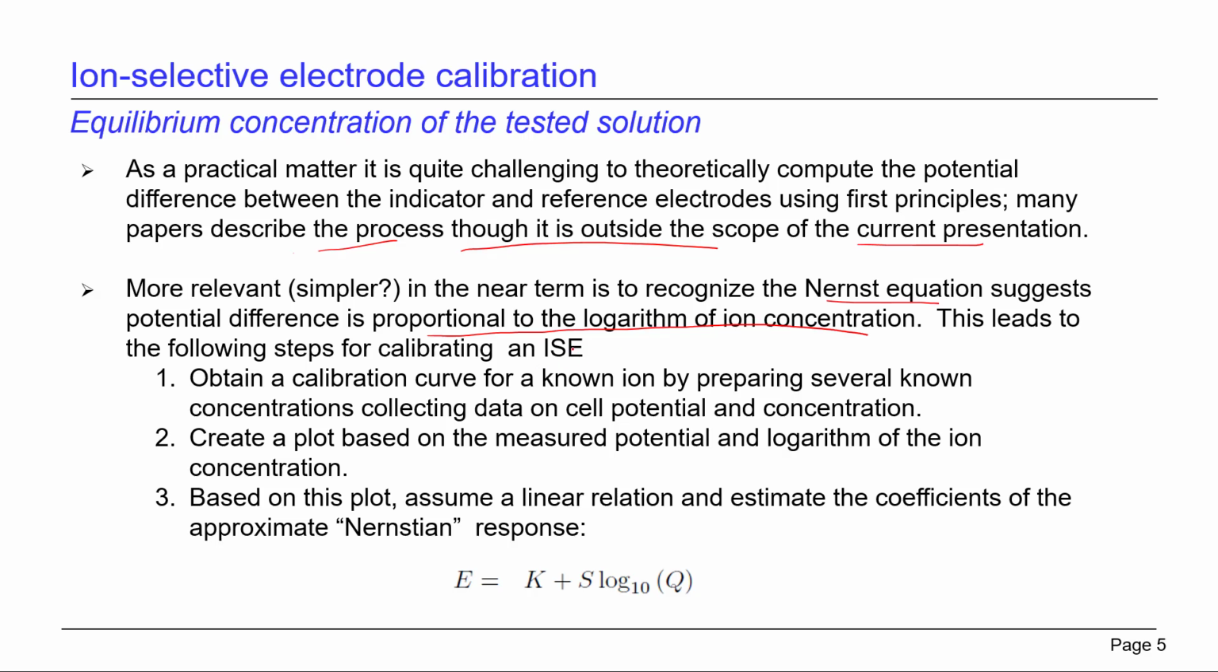This leads to the following steps for calibrating an ion-specific electrode. First, obtain a calibration curve for a known ion by preparing several known concentrations, collecting data on cell potential and concentration. And actually, you'll probably do this as part of the pH project we'll talk about later on. Then, create a plot based on the measured potential and logarithm of the ion concentration. Then it becomes linear, right? So based on this plot, assume a near linear relationship and estimate the coefficients of the approximate Nernstian response. Kind of a simple, clever method for creating a calibration curve for concentration.